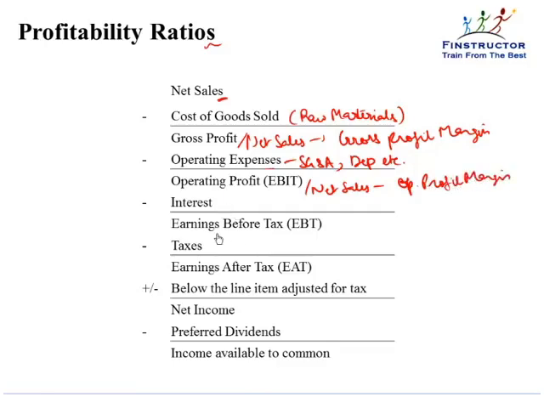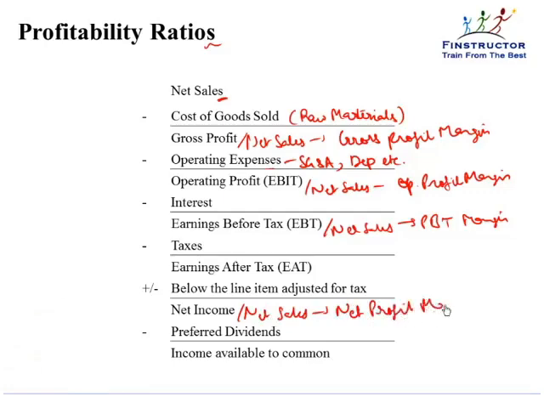Minus interest gives me earnings before tax, and the PBT margin once I divide it by the net sales. Minus taxes will give me the earnings after tax, or the income from continuing operations. Any extraordinary items are reported below the line adjusted for tax, giving me the net income, and net income upon the net sales gives me the net income margin, or the net profit margin.